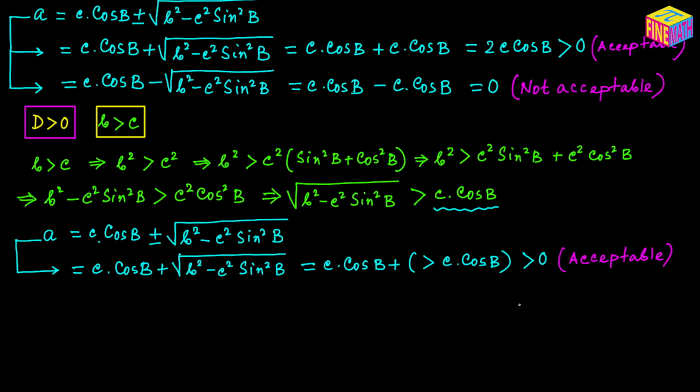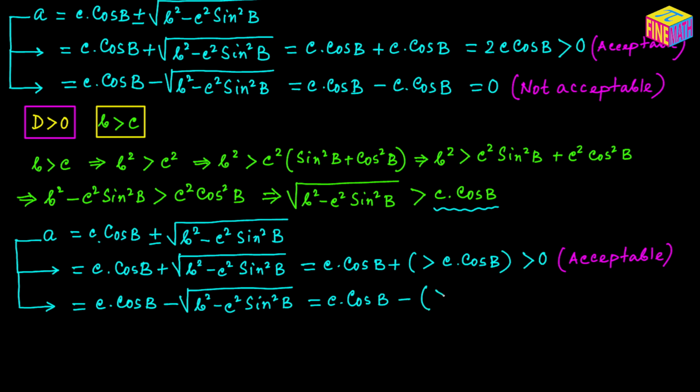Now what is the second value then? Let's take a look at the second value of a. For the second value of a, we can say that this will be c times cosine of b minus, this time we are going to take the minus sign, and this can be written as c times cosine of b minus a quantity which is greater than c times cosine of b. And this is the interesting situation. We have to be very careful. We have to clearly understand this, that we are subtracting a quantity which is larger than the original quantity.